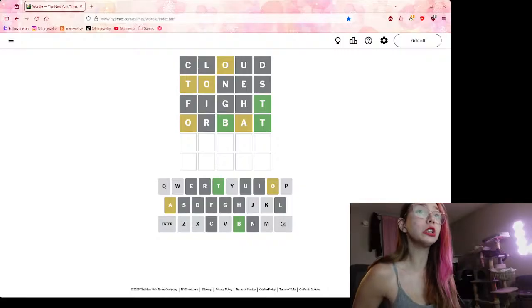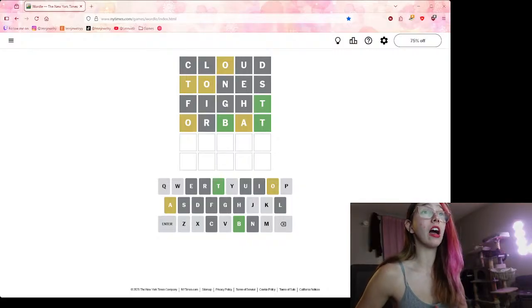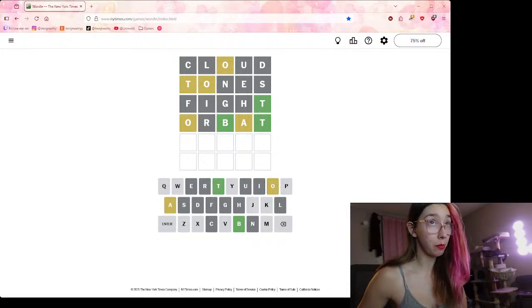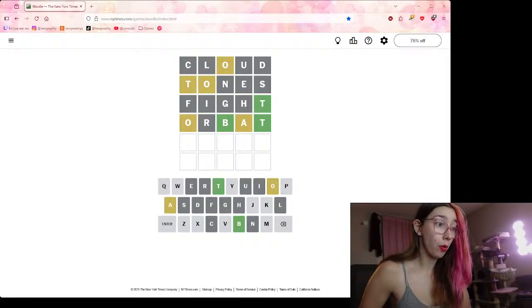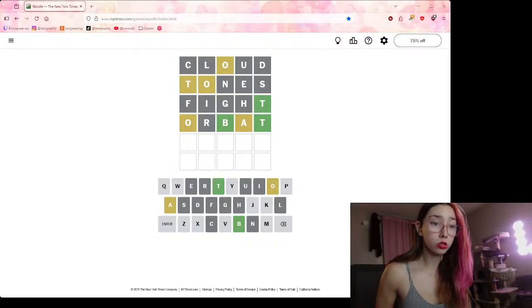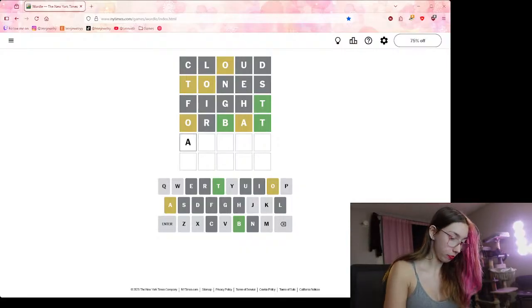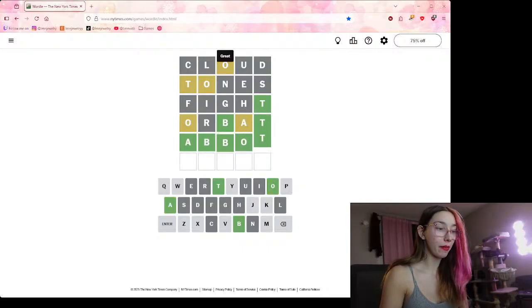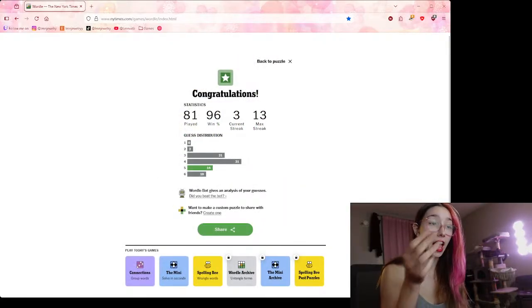Okay. So here's what I got now. I have a 5-letter word ending in B-O-T. And there's an A. So what could it be? Oh, it's not. Oh my god, but that would be scary. Oh wait, that's what it was. It was Abbott. Okay, I was scared of that, to be honest, because I hate double letters.